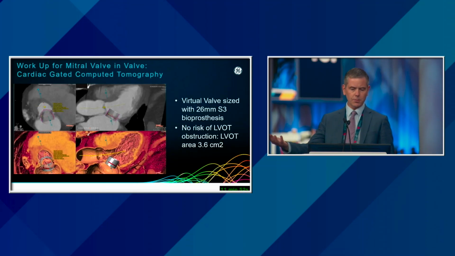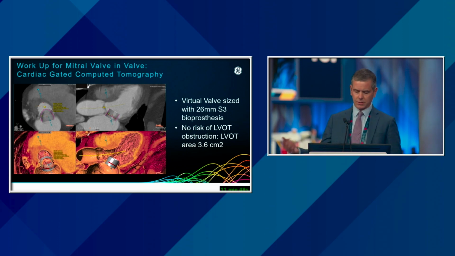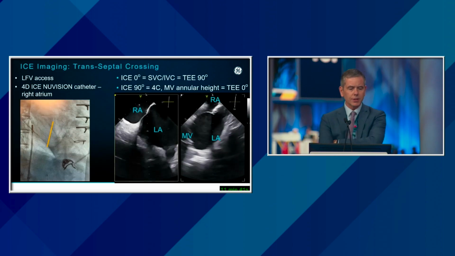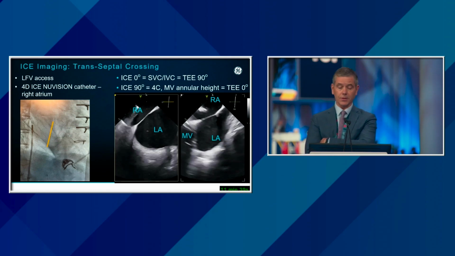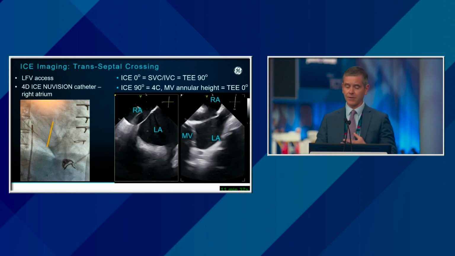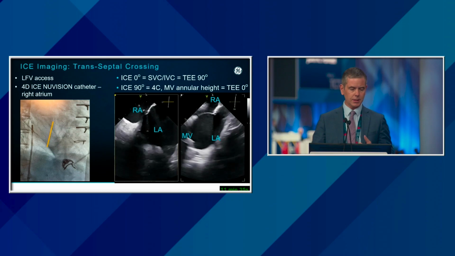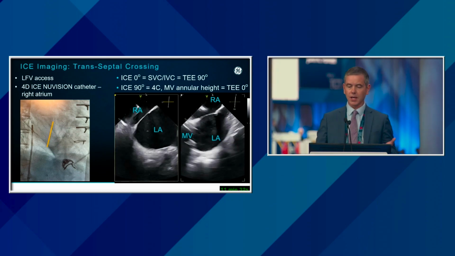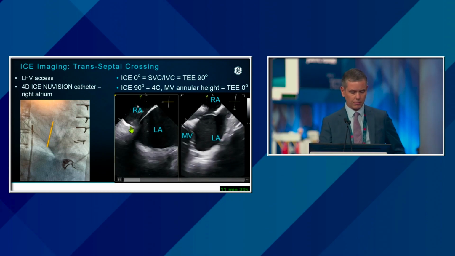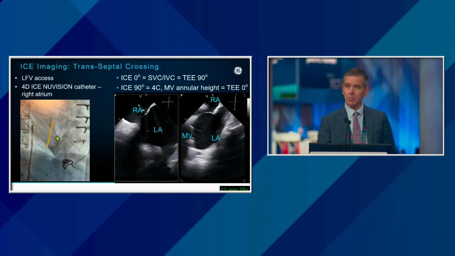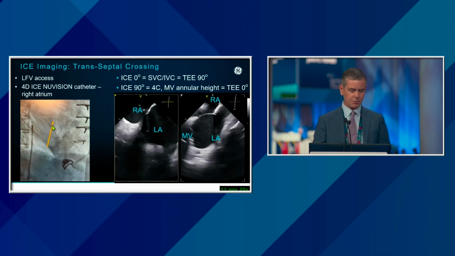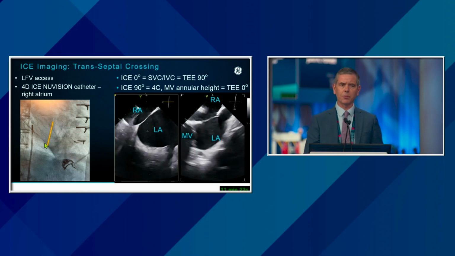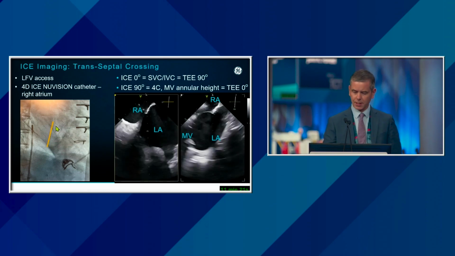So we worked him up for mitral valve-in-valve. Gated CT to evaluate for any LVOT obstruction was completely clear, so we planned for a 26 millimeter S3 prosthesis. So here's our setup for the ICE imaging for the transseptal crossing. We got left femoral vein access. We're utilizing our 4D New Vision catheter. It's been advanced up into the right atrium, you can see here. Here's our BioCore prosthesis across the mitral annulus, and this yellow line represents where our interatrial septum is.